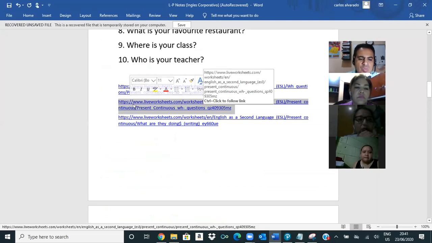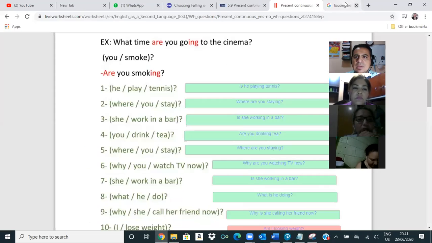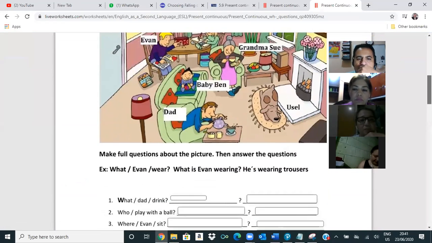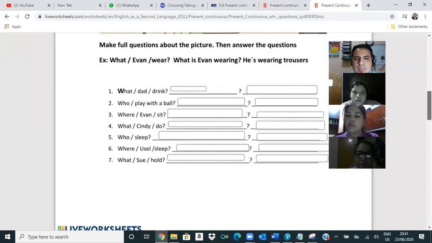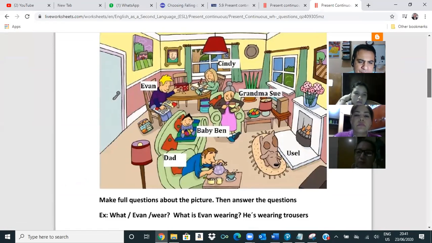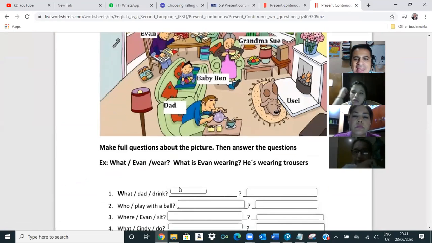So, aquí tengo dos worksheets más. La vamos a trabajar aquí. Okay. Very good. So, esta, quiero que la trabajen en equipo. Okay, so what you do is you look at the picture, okay? And then you have to put it in question and then answer. Okay, so for example, number one sería, look at the dad here. Aquí está el papá, está tomando algo.